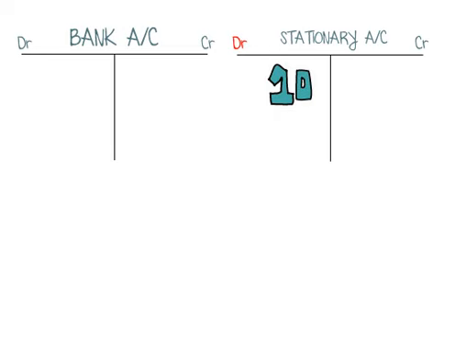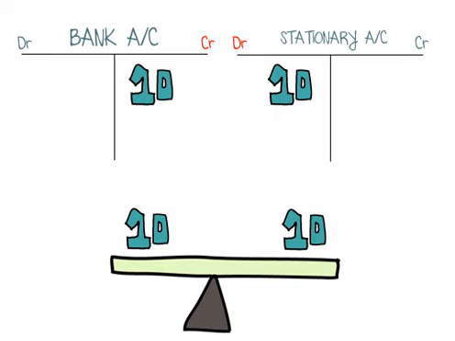This means that somewhere else there must be a credit entry. In this case, it is the bank account. The debit and credit entries have both been made for this transaction, and as you can see, the books balance.